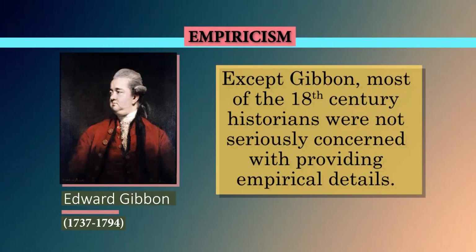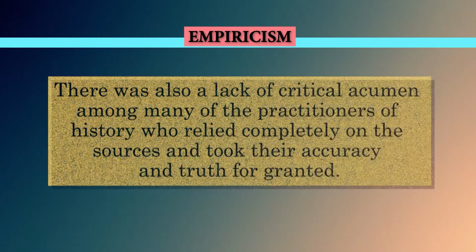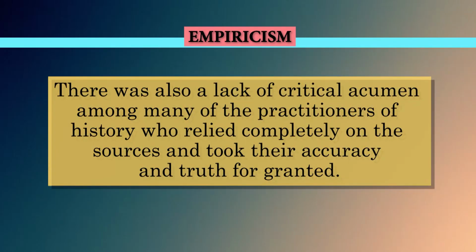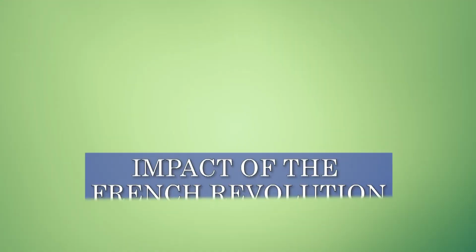Except Gibbon, most of the 18th century historians were not seriously concerned with providing empirical details. There was also a lack of critical acumen among many of the practitioners of history who relied completely on the sources and took their accuracy and truth for granted. So, thus, here you see, the empiricist felt that the critical acumen was lacking.